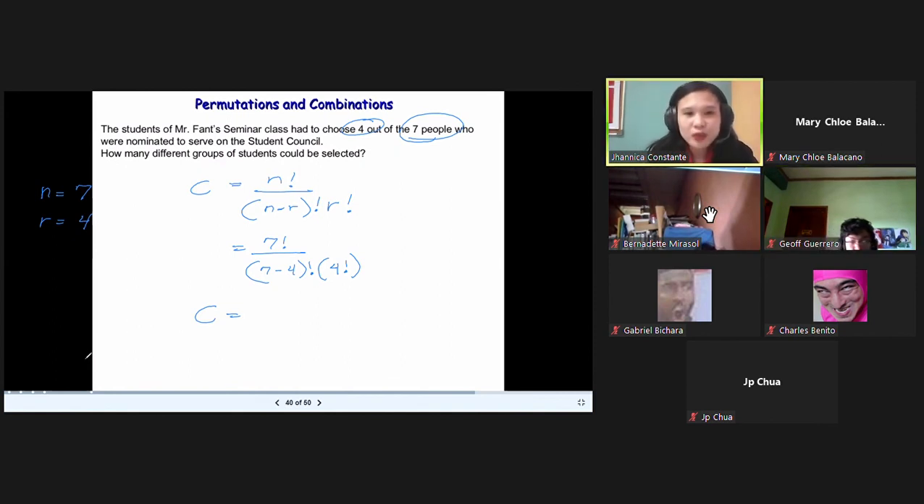Charles, the 840 is permutation. You use the, wag nang i-shift. Wag mo nang i-shift yung nCr. When we are solving for combination, nCr lang ang gagamitin. But if you're going to shift it, it will be equal to 840. That's permutation, the 840. Wag i-shift sa scientific calculator si nCr. Just click nCr. What's the answer in your scientific calculator?